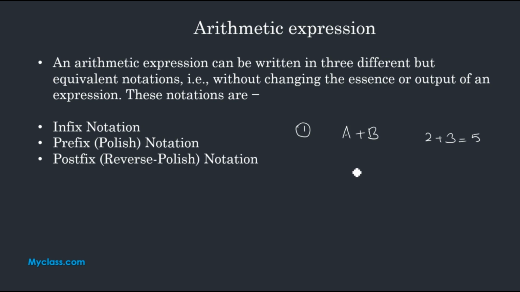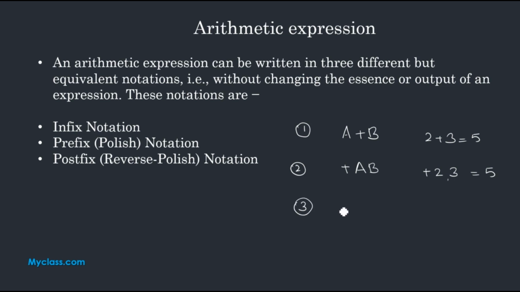Prefix notation, or Polish notation, always has the operator first. We consider the operator first, then we write the operands. After an operator, two operands will be there, here for the addition purpose. So we can write it like this: plus 2, 3. Here also the answer is 5, because the meaning is 2 plus 3. That is the Polish notation.